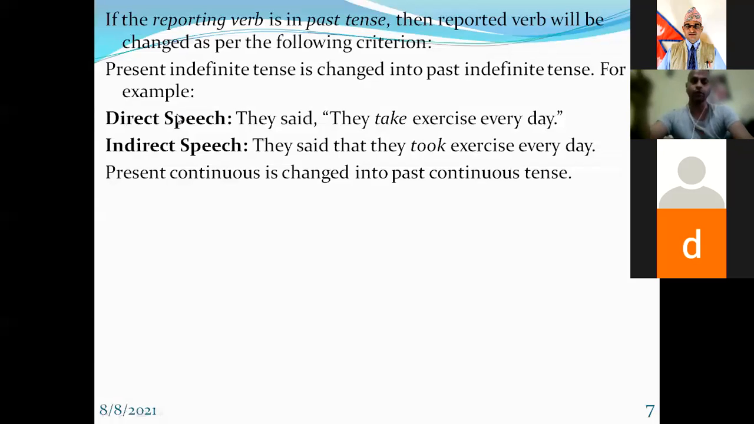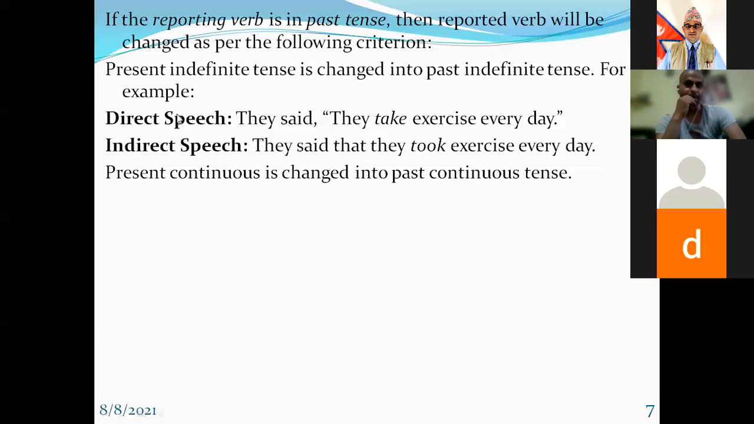Simple present changes into simple past. Present continuous changes into past continuous tense. Present perfect changes into past perfect tense. Present perfect continuous changes into past perfect continuous tense. Then what about simple past? Simple past changes into past perfect. Absolutely correct. Past perfect changes into no change. Very good. Past continuous changes into no change.